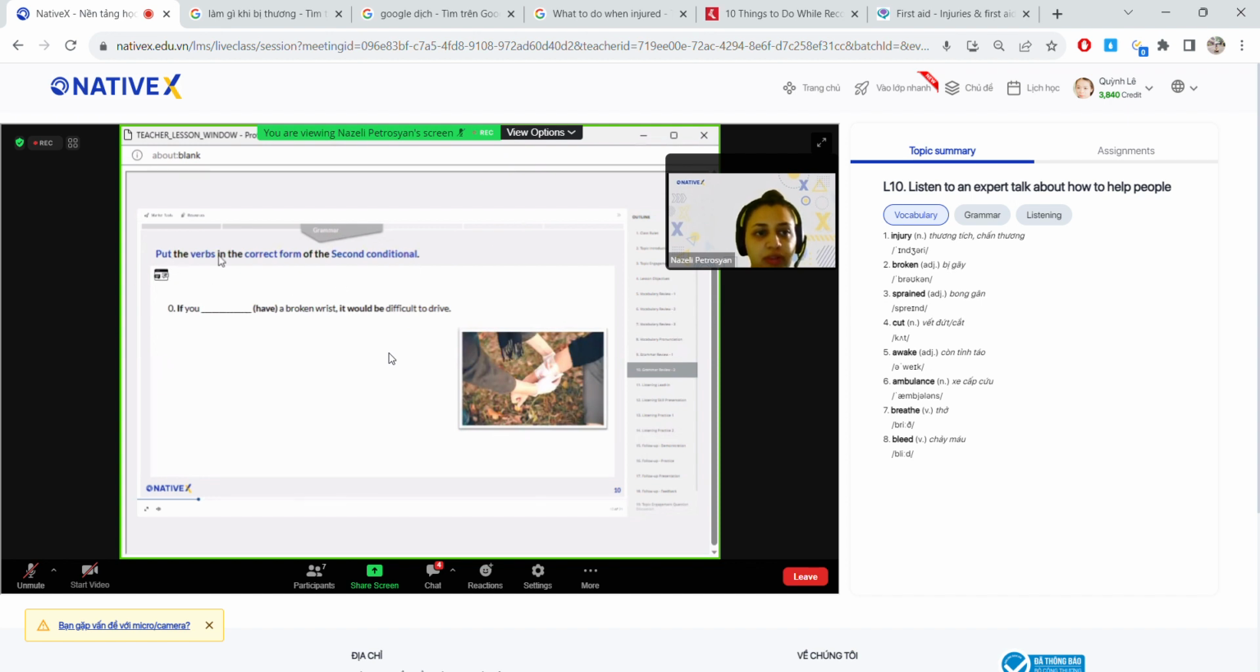You should put the verbs in the correct form of second conditional. So, the first sentence: If you blank have a broken wrist, it would be difficult to drive. Okay, I will ask Lynn, what do you think the correct answer here is? Yes, in my opinion, if you had a broken wrist, it would be difficult to write.